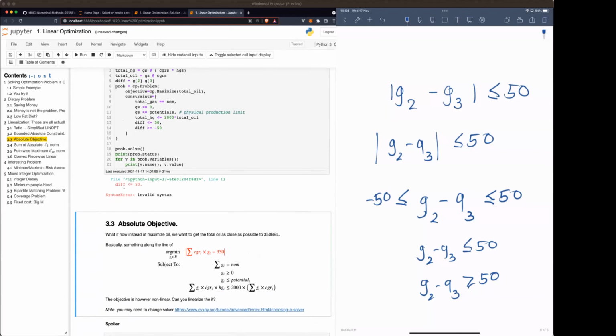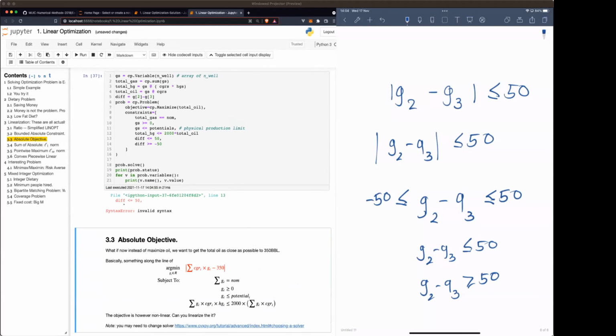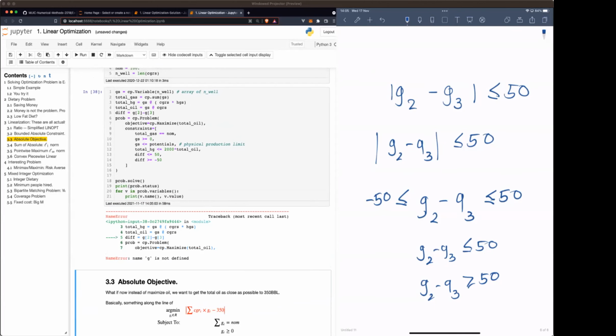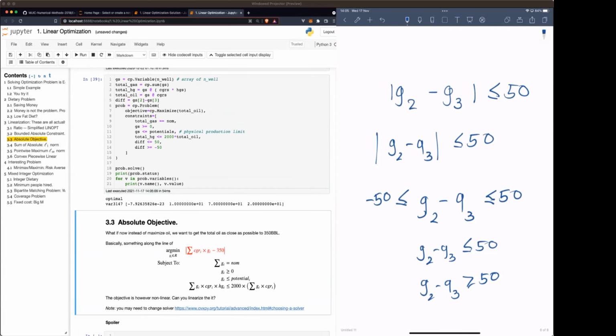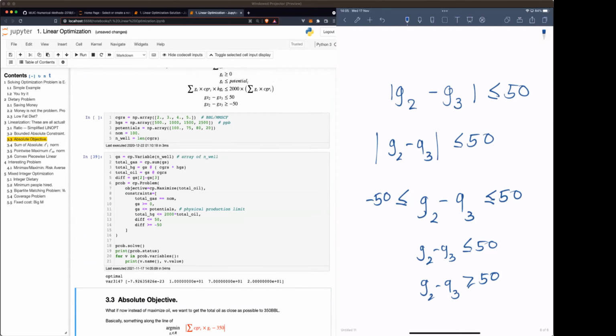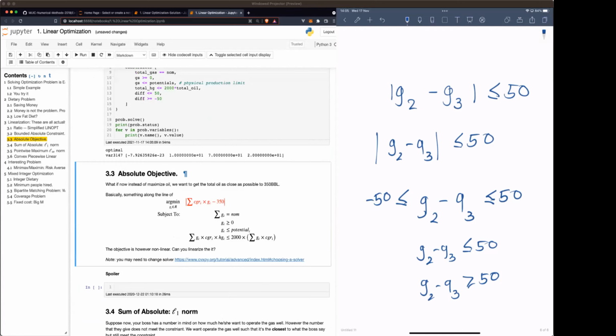Oops, what did I do wrong? Invalid syntax because I forgot the comma. G is not defined because I called it GS. Okay, there. Did I say G2 and G3? Yes, G2 and G3. Okay, good.